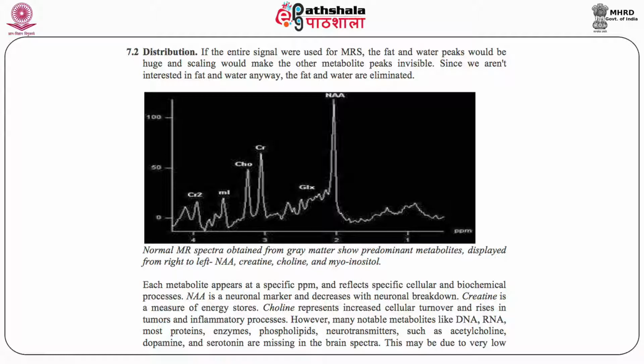However, many notable metabolites like the DNA, RNA, most proteins, enzymes, phospholipids, neurotransmitters such as acetylcholine, dopamine and serotonin are missing in the brain spectra. This may be due to very low concentrations undetectable to present day techniques.